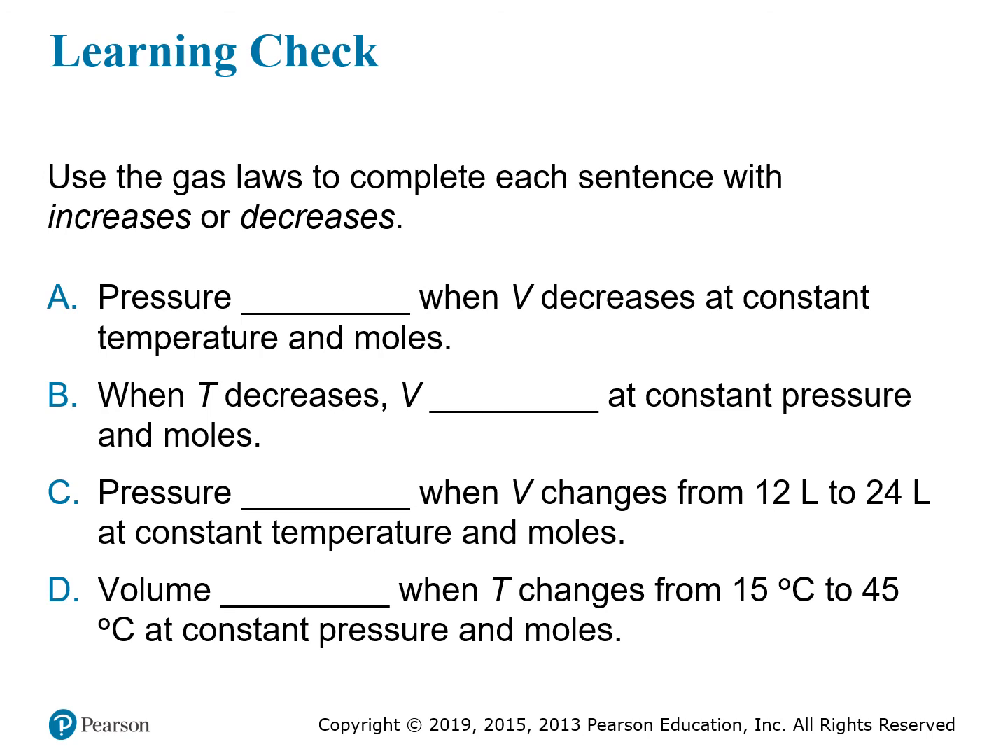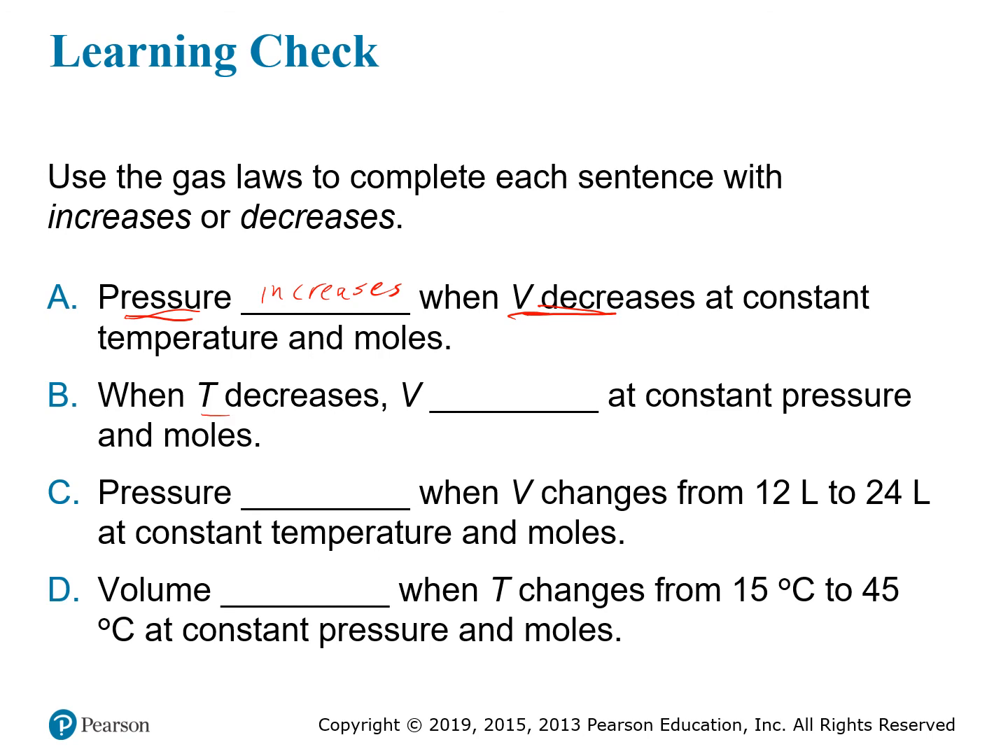Now let's use the gas laws to complete each of these sentences with either the word increases or decreases. So, pressure blank when volume decreases at constant temperature and moles. So this is the relationship between pressure and volume. So this is from Boyle's law. And we know that pressure and volume are inversely related. So when volume decreases, the pressure is going to increase.